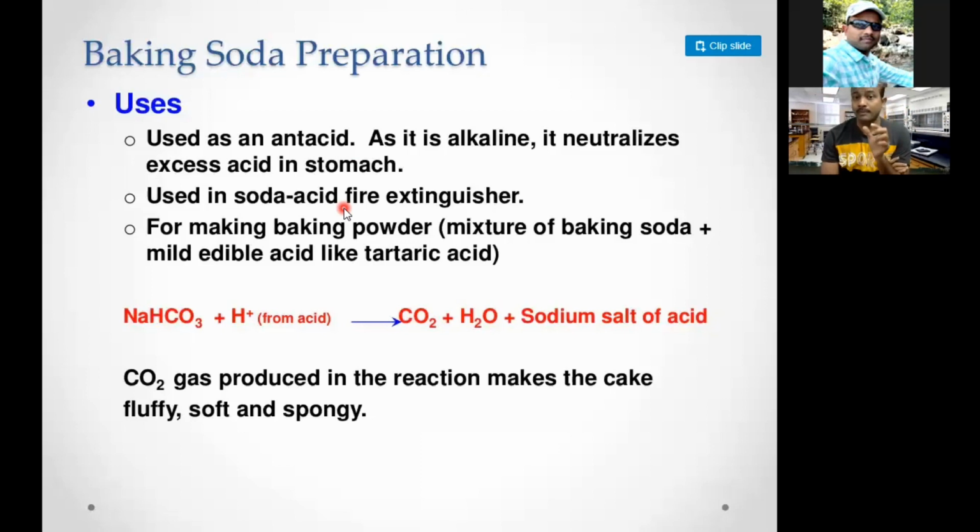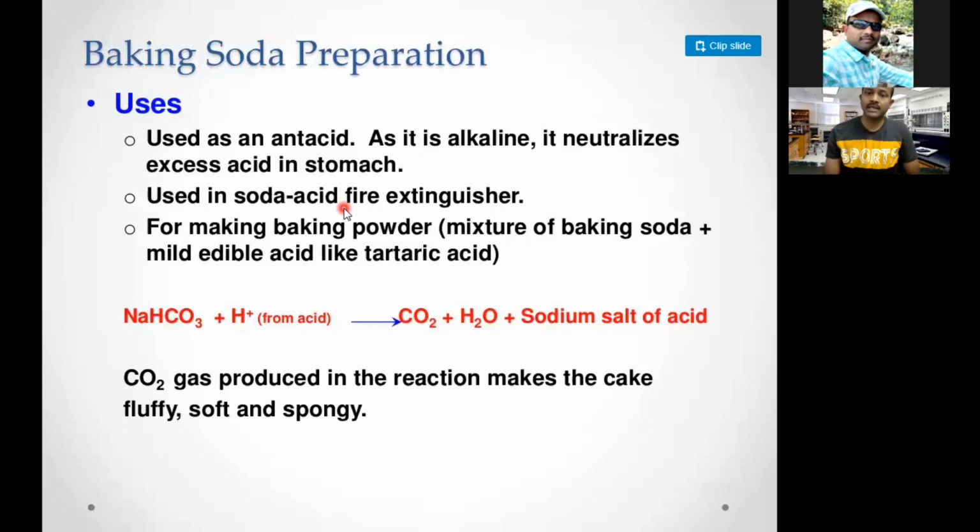So how we prepare baking soda is different, baking powder is different. Baking soda is only sodium bicarbonate, right? Baking soda is sodium bicarbonate only. Baking powder is a mixture of baking soda and tartaric acid. So this will give you the baking powder.